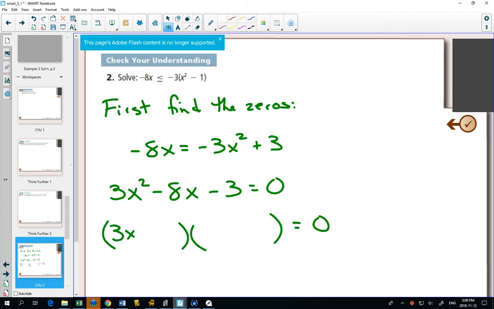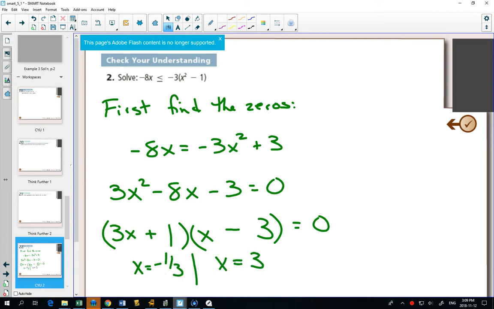It's going to be 3x and x, 3 and 1, minus and plus. After you factor, quickly multiply it out to check to see if it works. And it does. Yes. This is on page 343. And so our solutions are x equals -1/3 and x equals 3.